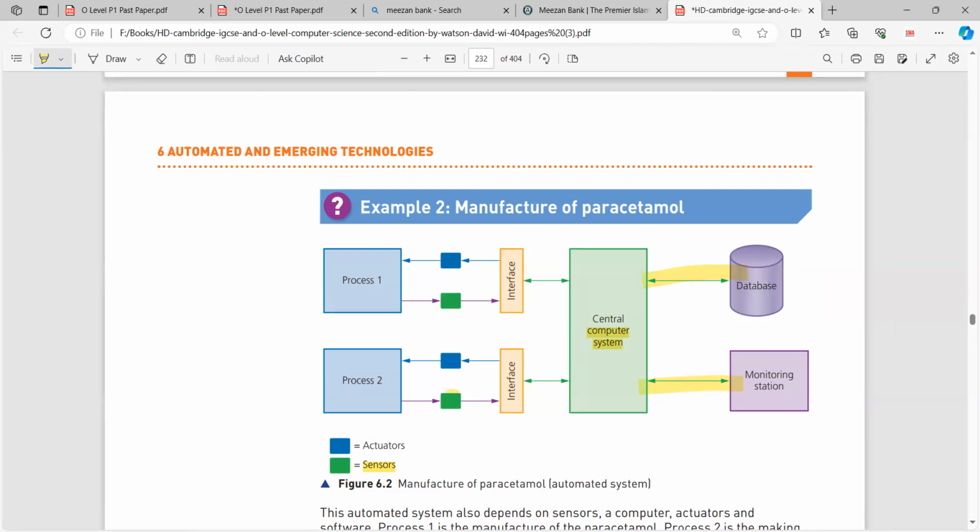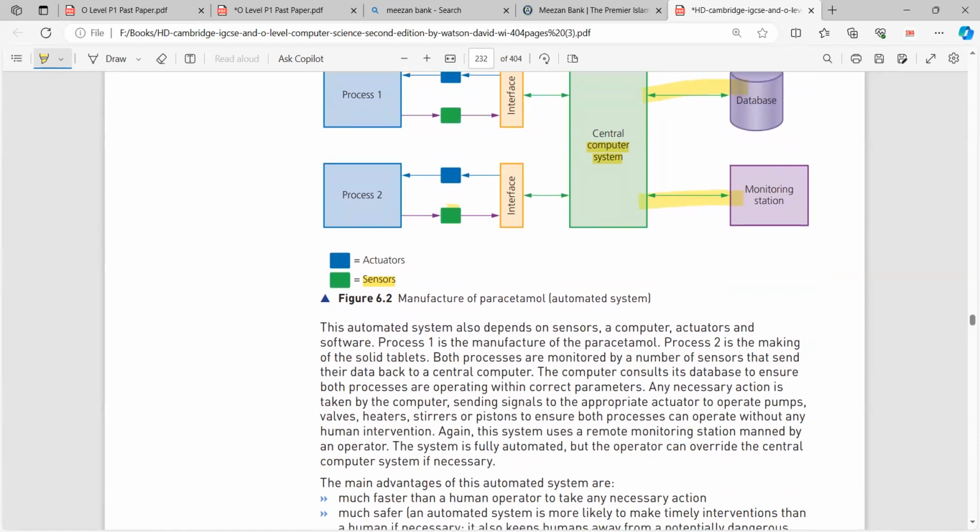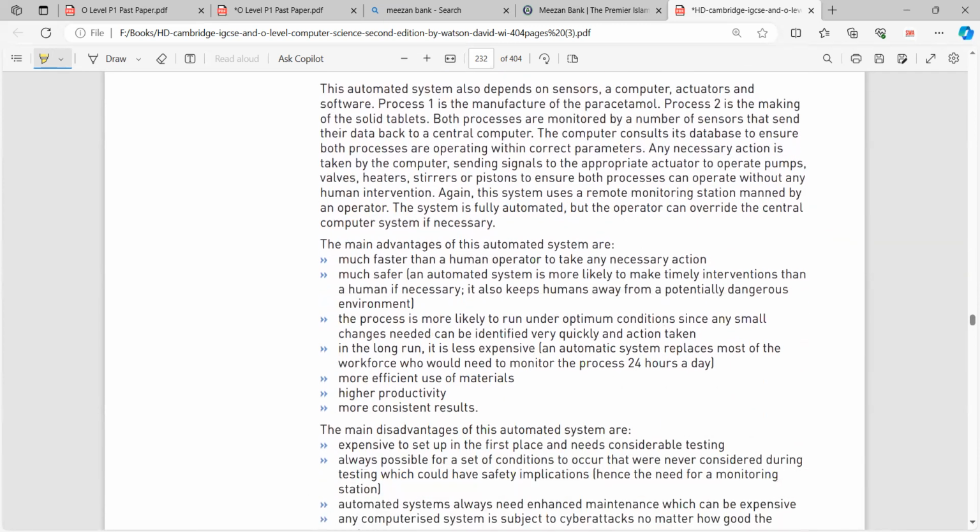So again, all the information is going to the DCS and the central computer system, and if the value is true, then it is going to take the decision, and if not, it won't. So again, let's complete this as well. The automated system depends on the sensors. Yes, it depends on a computer, actuators and software.